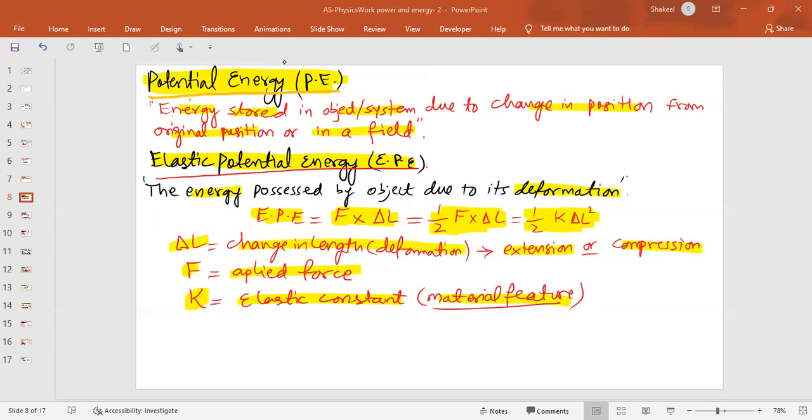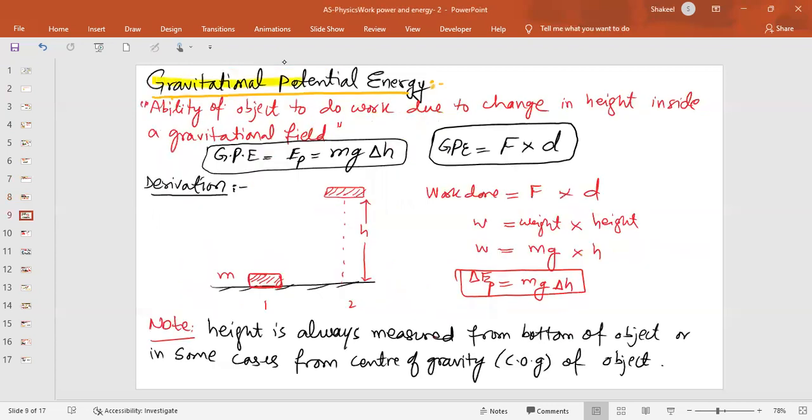Well, moving forward to gravitational potential energy now. It's the ability of an object to do work due to change in height inside a gravitational field. And remember, we will study GPE in a uniform field. So GPE is denoted by EP as well. It is mg delta h. Delta h or h mean the same thing. Well, in some cases, GPE equals force into distance as well.